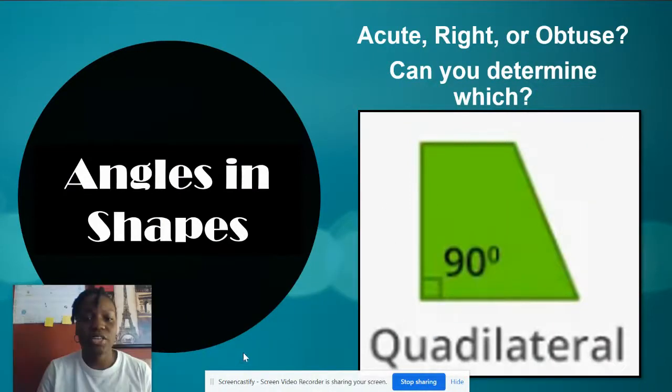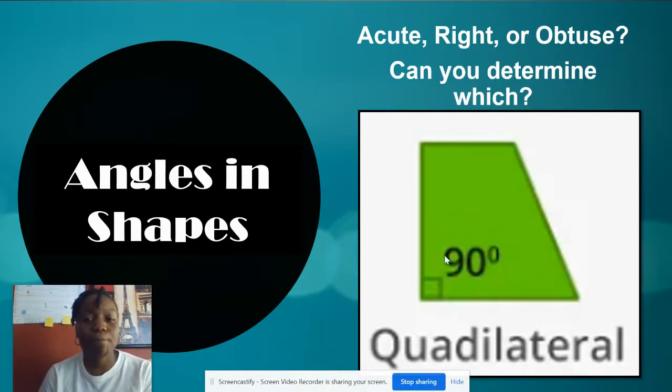Looking at this picture, there are angles in all types of shapes. Can you determine which of these angles are like the right angle, the obtuse angle, the acute angle? Can you determine which is which? Let's see if you can.